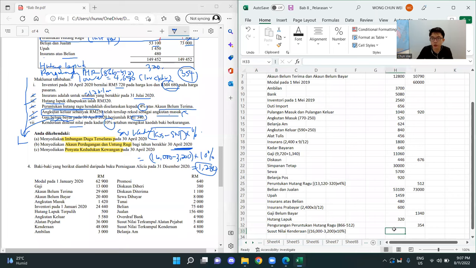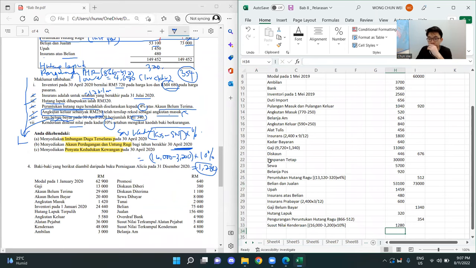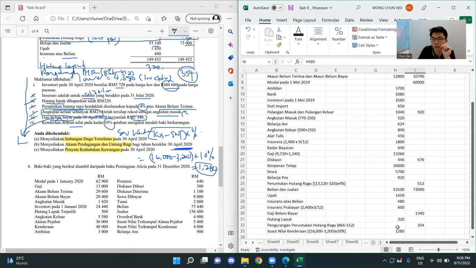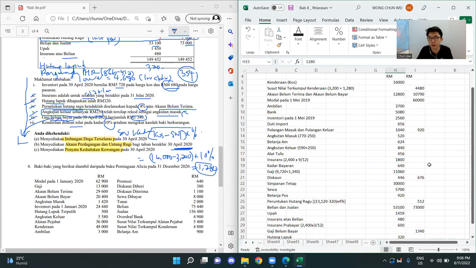Then, this susut nilai is a belanja, so it is on the debit side. So we get 1,280. Okay, so this is on the debit side. Susut nilai terkumpul is on the credit. Susut nilai is on the debit. Credit, debit.